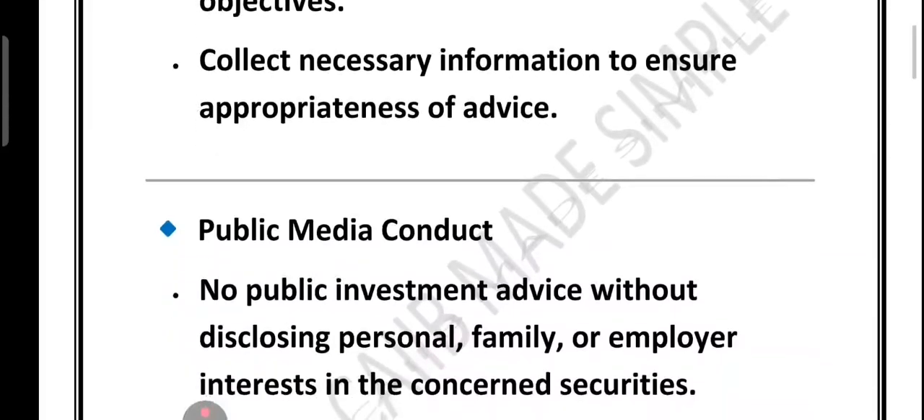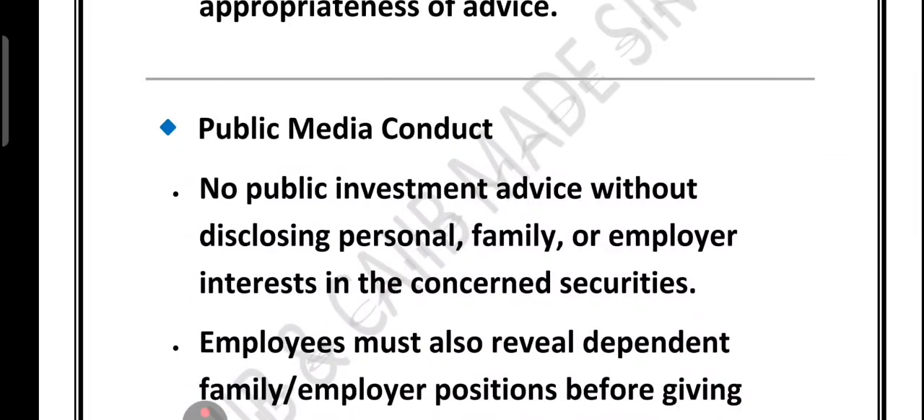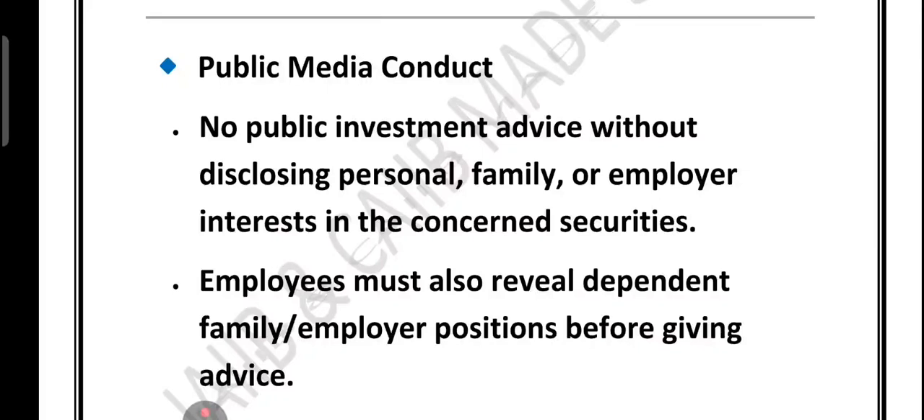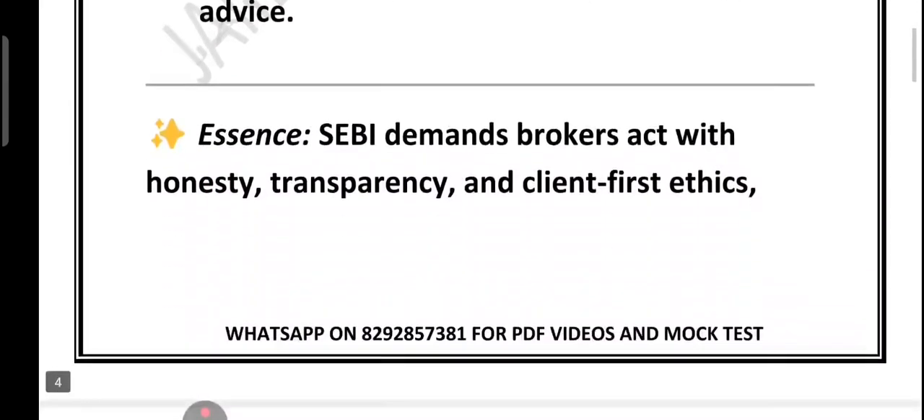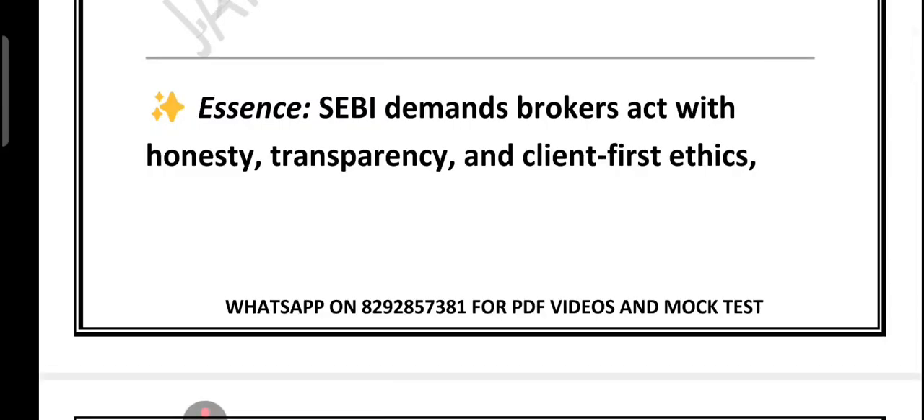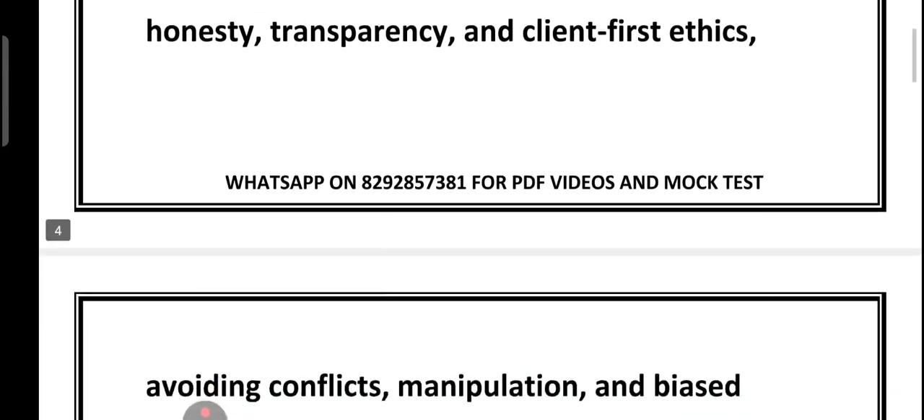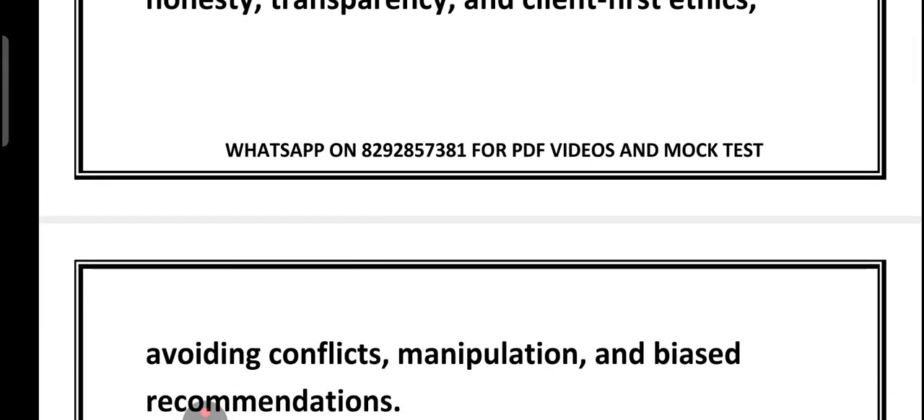And finally, we have public media conduct. If a broker or their employee shares investment advice in public, say on TV, social media or newspaper, they must clearly disclose any personal, family or employer interest in those securities. Transparency is key here also. So to summarize, SEBI expects every broker to act with honesty, fairness and full transparency: no manipulation, no biased advice, just pure client-first ethics in every action.